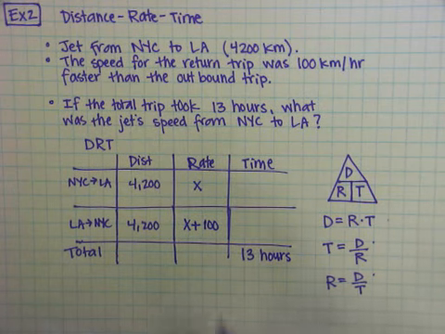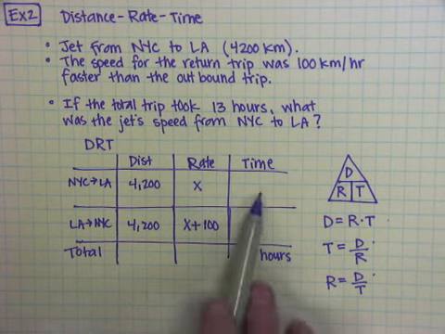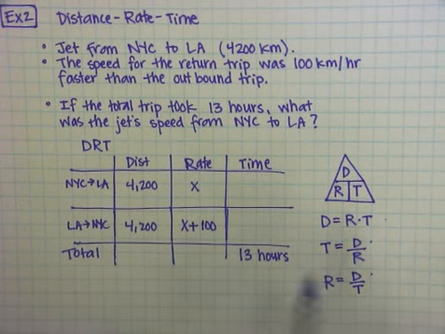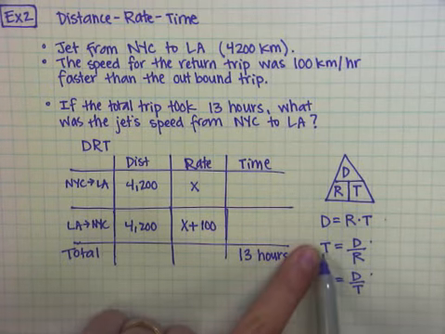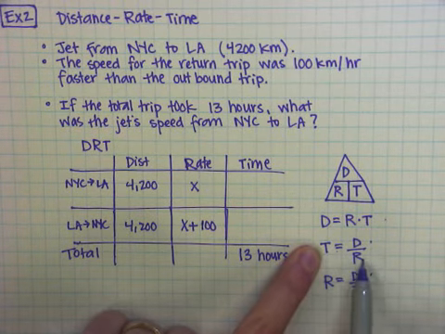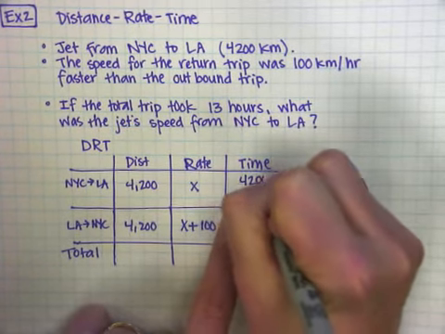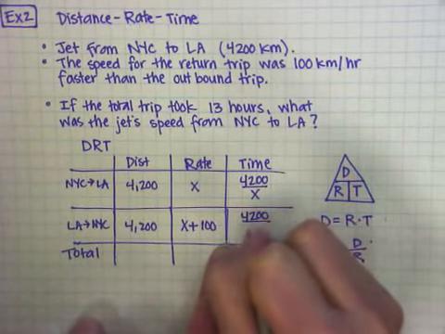Okay, so what I have here is total time, but I don't know the periods of time for New York to LA or LA to New York. So I'm going to use the dirty triangle. What I want is time, and I see that time is equal to distance over rate. So in this part, I'm going to put the distance over the rate and the distance over the rate.